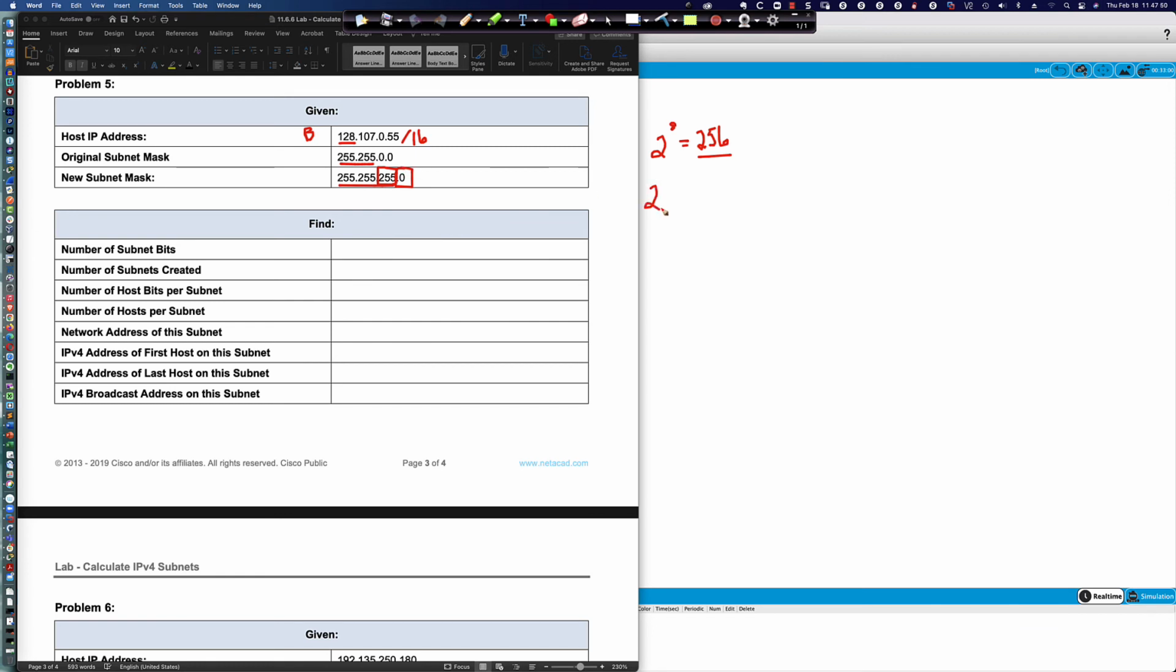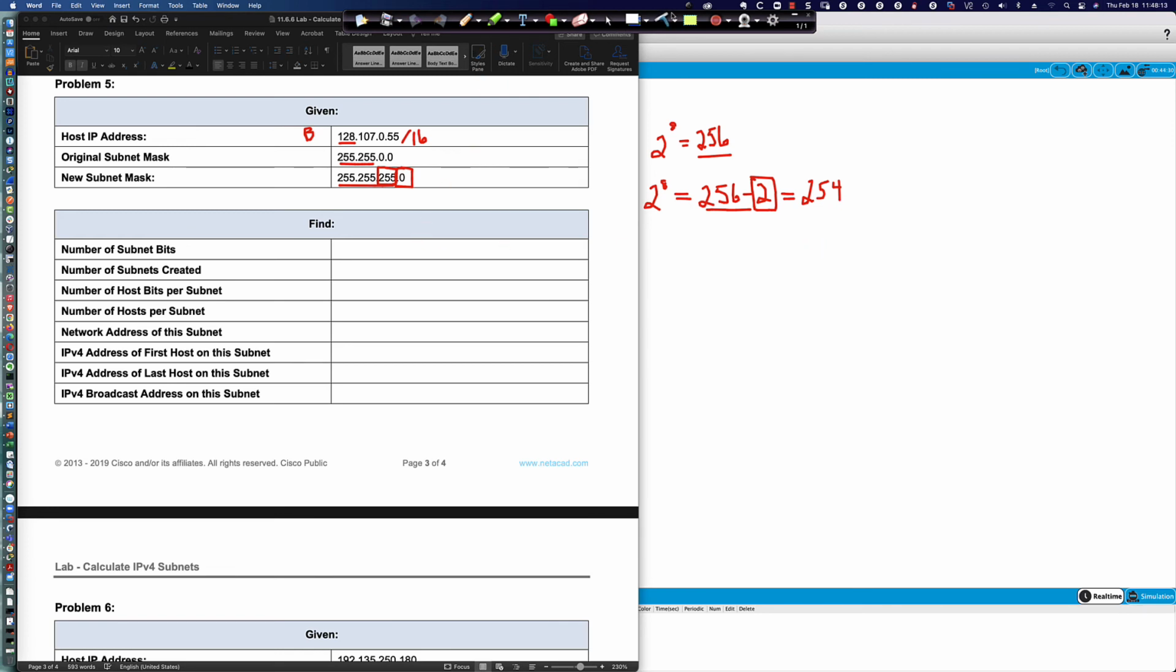Now, how many host bits remain? Well, it's 2 to the 8, right? So we've got 2 to the 8, which is also 256, and we're very familiar with the /24. We subtract 2 from the total number of IPs, 1 for the subnet ID, 1 for the broadcast address, meaning I'm going to have 254 usable IPs in that range.